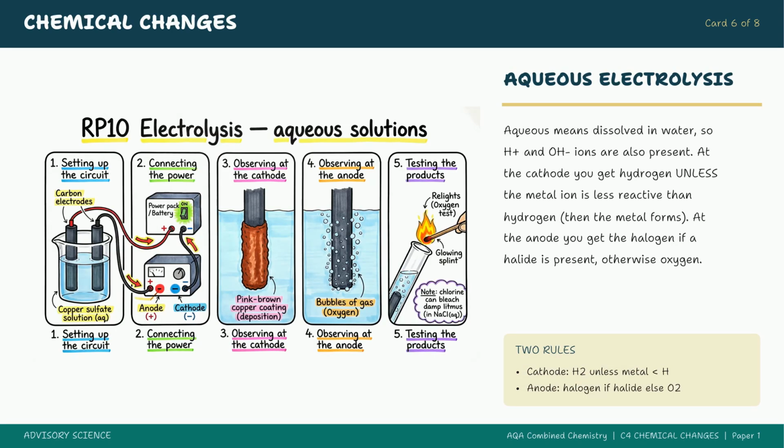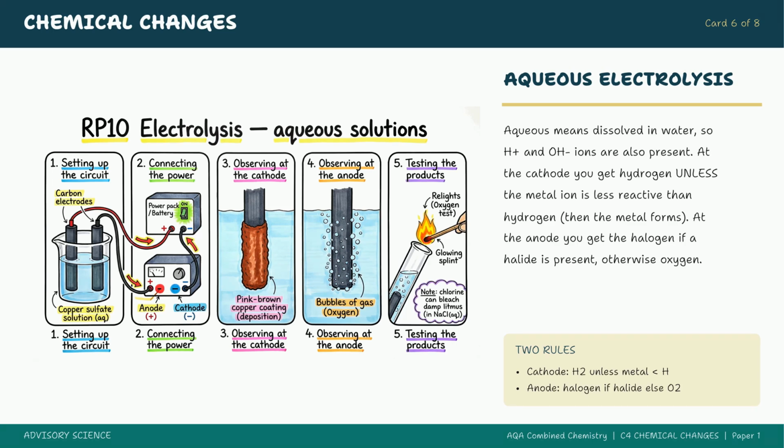Electrolysis of aqueous solutions. Aqueous means dissolved in water, so there are extra ions floating around. Hydrogen ions and hydroxide ions from the water itself. At the cathode, you get hydrogen, unless the metal ion is less reactive than hydrogen, in which case the metal forms. At the anode, you get the halogen if a halide is present, otherwise you get oxygen.